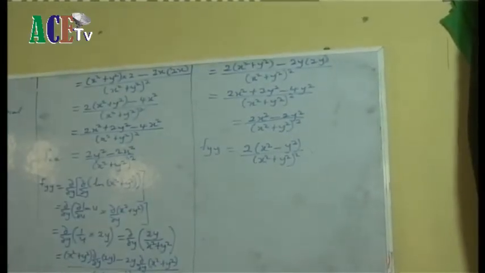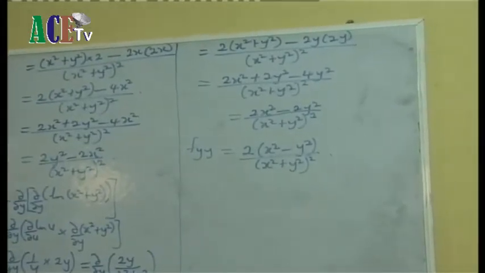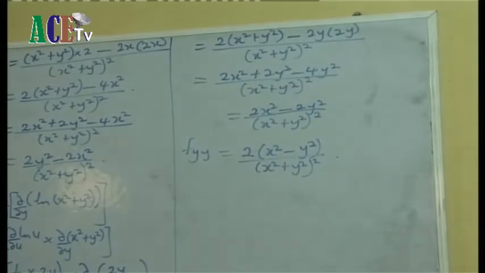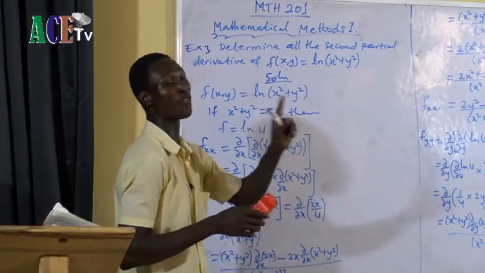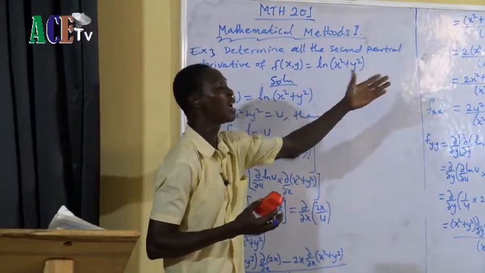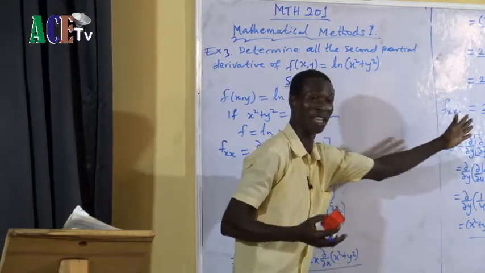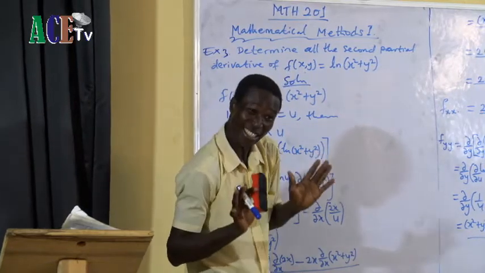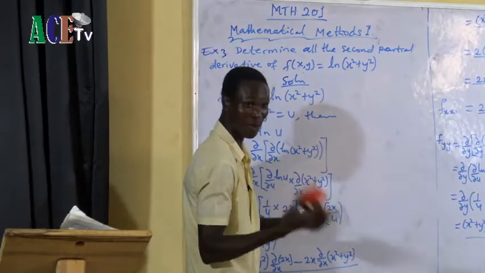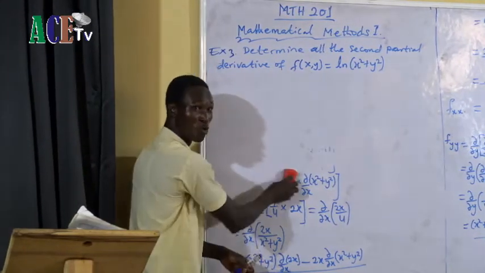I told you f of xy is the same thing as f of yx. I will do f of xy now, then you will look for f of yx. It's very important. Always find out f of xy and f of yx, because in a test, I may not ask you all these long things. I will just tell you, given this is equal to this, show that f of xy is equal to f of yx. Simple.